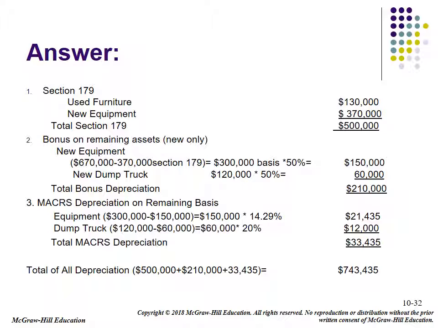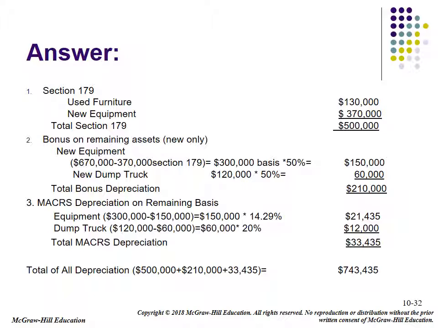Next, we can take bonus on any remaining assets that are new and personal only. The new equipment, $670,000 was the original basis, but we immediately expense $370,000 of it. So we deduct that. We still have $300,000 of the original basis to depreciate. Well, we could take 50% of that as bonus depreciation. The new dump truck, the whole basis of $120,000 times 50% or $60,000 is immediately expensed as bonus depreciation. This is only available for both of these in the year of purchase. $210,000 is the total bonus depreciation.